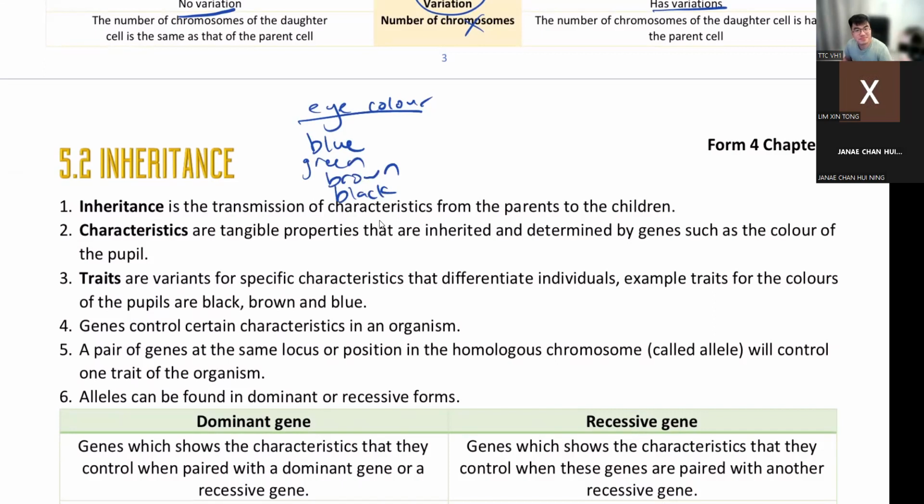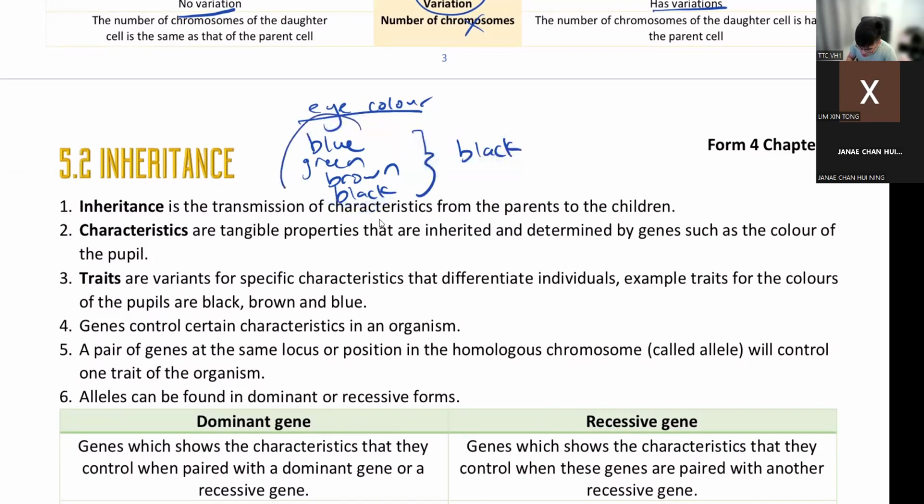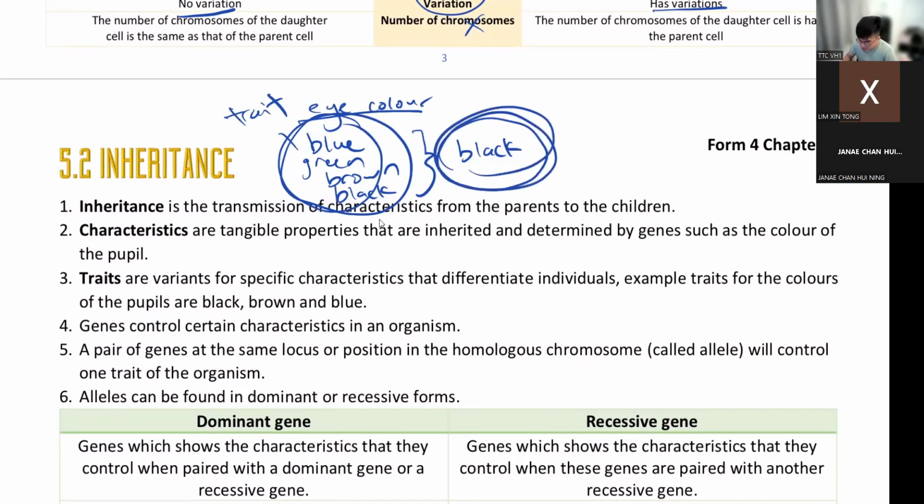So what's yours? I believe most of us are Asian, so most likely we are black. Anyone with blue eyes here? No? Then you are quite low already. Not possible. So out of all these choices, this is what you have. These choices are what we call traits. The choice that you have is what we call characteristics.